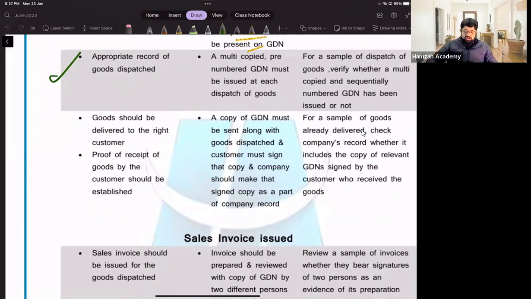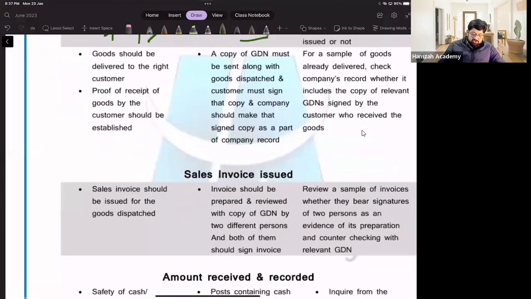Now, students, how to make sure of it? Whenever goods are dispatched, a multi-copied, pre-numbered GDN, normally four copies, must be issued. A pre-numbered, multi-copied GDN must be issued.